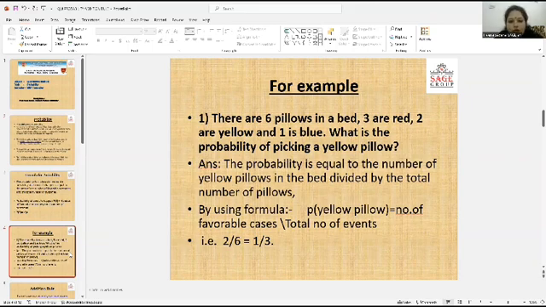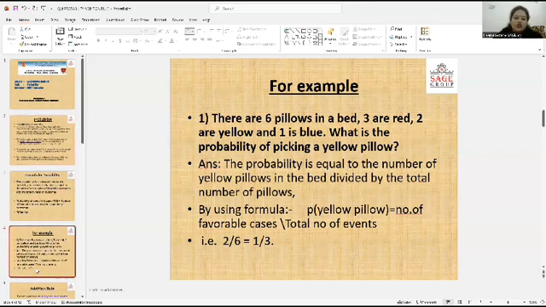As we already know the formula of probability, that is the number of favorable events upon the total number of events, right? The probability is equal to the number of yellow pillows on the bed divided by the total number of pillows. By using the formula, probability of finding a yellow pillow equals the number of favorable cases upon the number of events. How many cases do we have? We have 2 yellow, so that is our number of favorable cases. And the total number of events is how much? 6 is the total pillows. That means 2 divided by 6, we get 1 by 3. Then 1 by 3 is the probability of picking a yellow pillow.